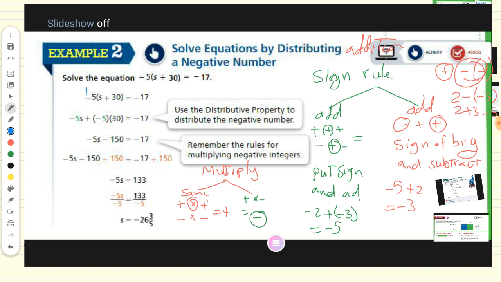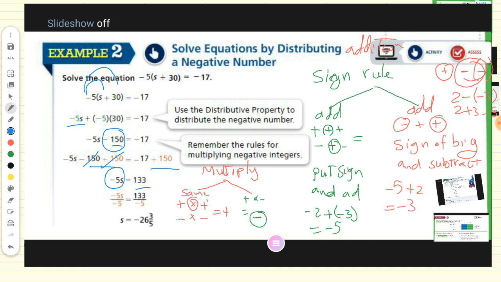Okay, we will use the distribution property to solve this problem. Negative 5 multiply s, negative 5s. Negative 5 multiply 30, negative 150. And equal negative 17. Now, use a two-step equation to solve it. We have negative 150 here, so we will add 150 to both sides. This side remains 0. The left-hand side is negative 5s equal negative 17 plus 150. We will use the rule: sign of big, 150 positive, so it will be positive, and subtract, it will be 133.